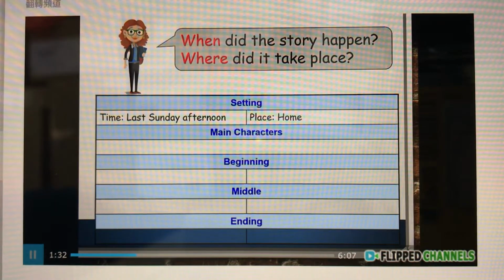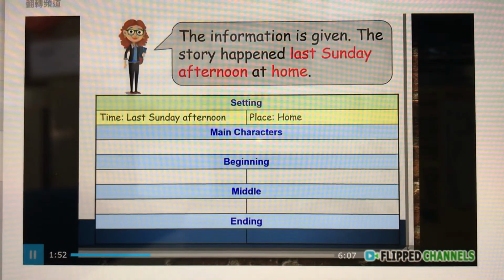When did the story happen? Where did it take place? You can find out the answer in the setting of the story map. The time is last Sunday afternoon. The place is at home. So, the information is given. The story happened last Sunday afternoon at home.